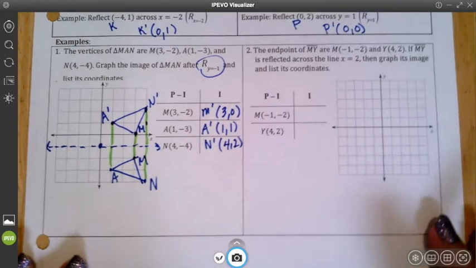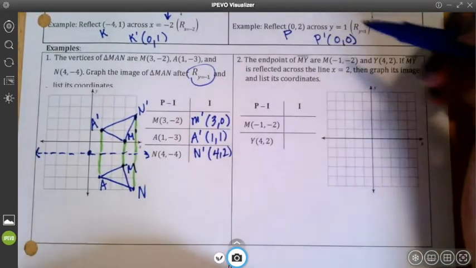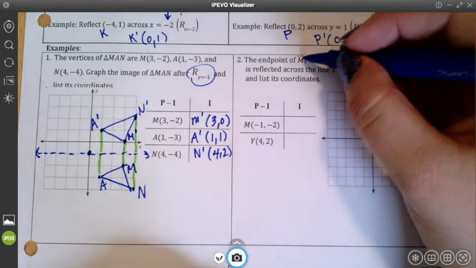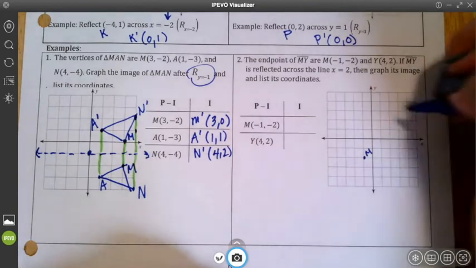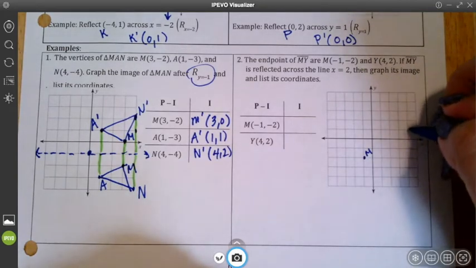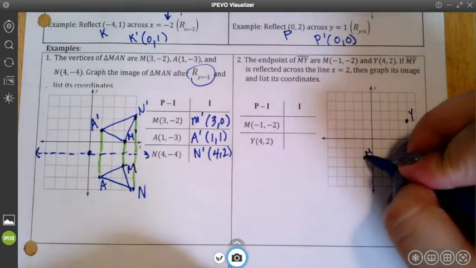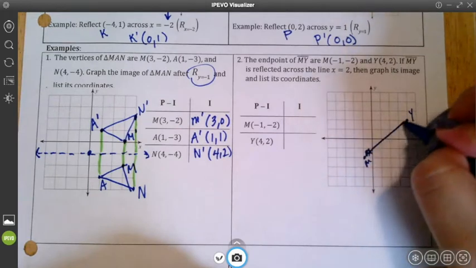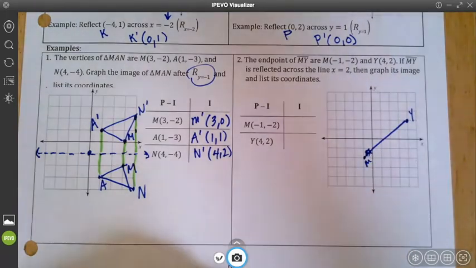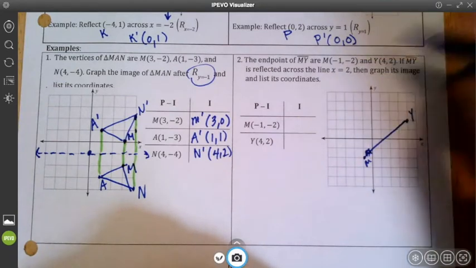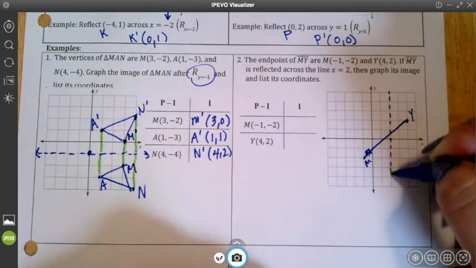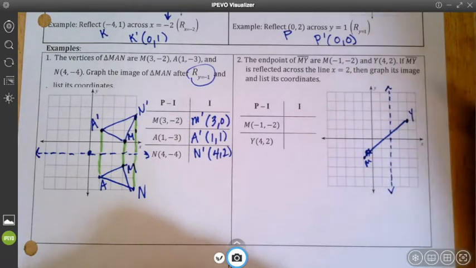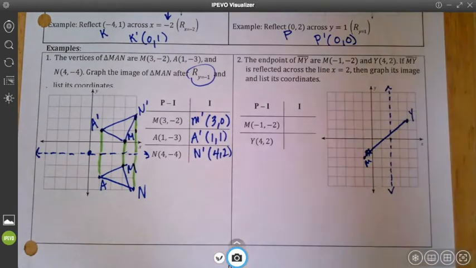Okay, let's look at another question here. The endpoints of segment MY are at (-1, -2) and (4, 2). Let me draw my M here. There's MY. If MY is reflected across the line x equals 2, it would go here. And this is why it's nice to have that dotted line, so we can tell which line we're reflecting and which line is the mirror. Okay, graph and list its coordinates.